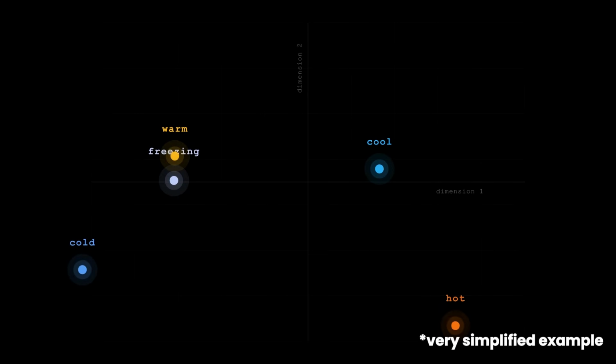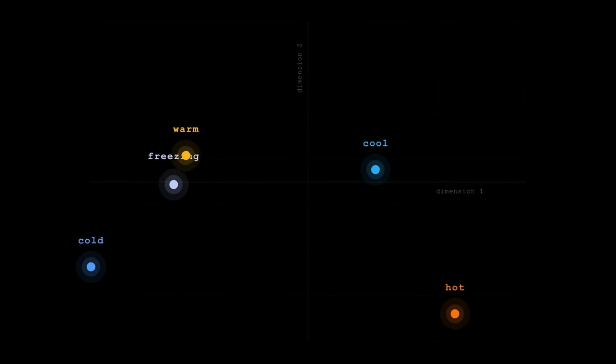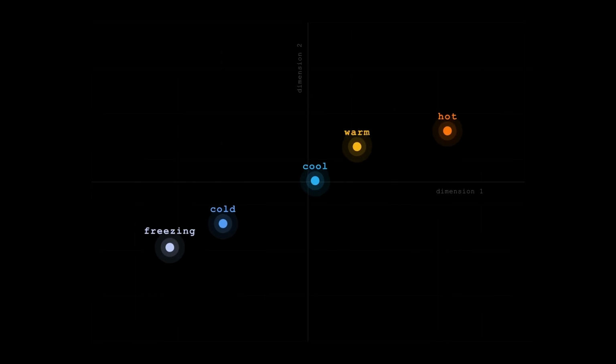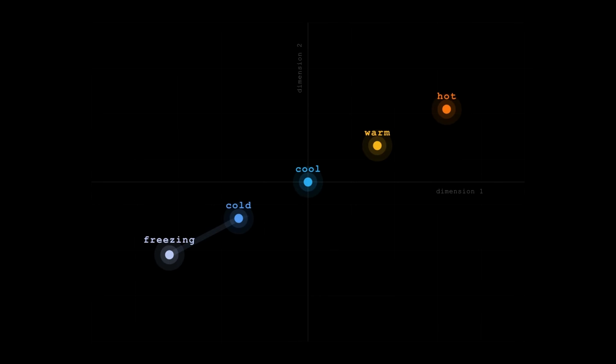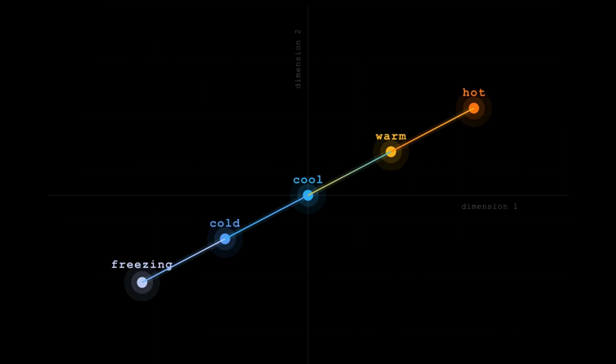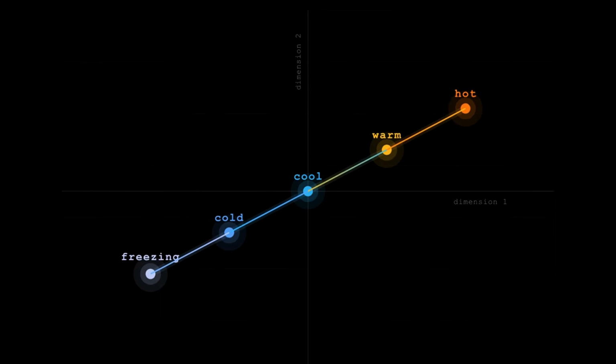Here is how the geometry of meaning actually works. Start with something simple, temperature. You plant 5 words in a 2D plane and watch what happens. The model places them along a line, a temperature axis, without anyone instructing it to. The geometry chose this arrangement purely from the statistical patterns in language.